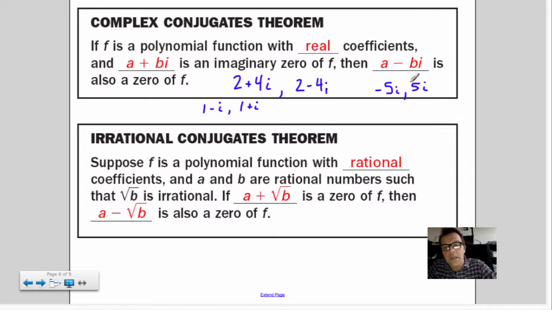Again, complex numbers come in conjugate pairs. That also is true for irrational conjugates. So in this sense, let me just skip right to it. Let's say we had an answer of 2 plus the square root of 3.